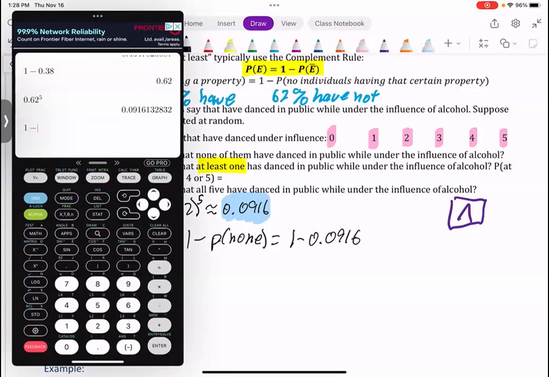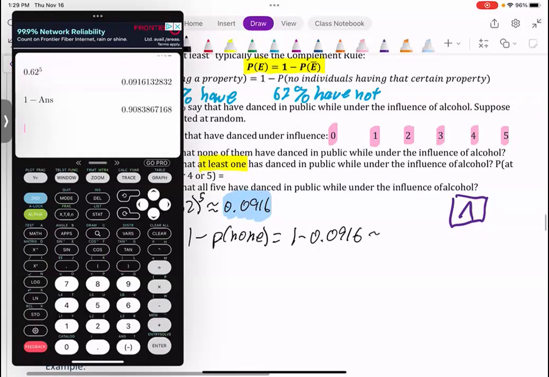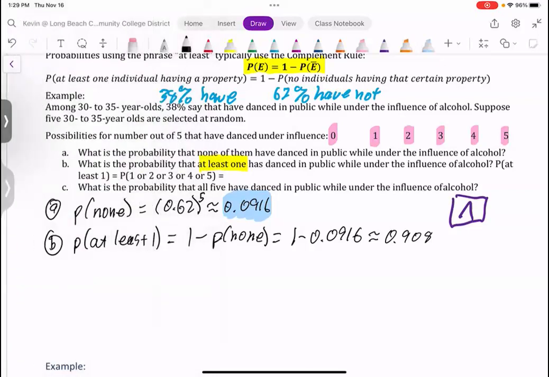I'm going to go 1 minus, and I'm going to use the answer button, which is right above my negative button down at the bottom there. It's blue on mine, so I have to hit the blue button first, and then I hit the answer button down below. What that will do is use the previous answer, the 0.0916 and so on, so I can get all those digits. So we end up with 0.9084. I'll just stop there. So that goes up to 90% probability that at least one of these randomly selected 5 people have danced in public while intoxicated.